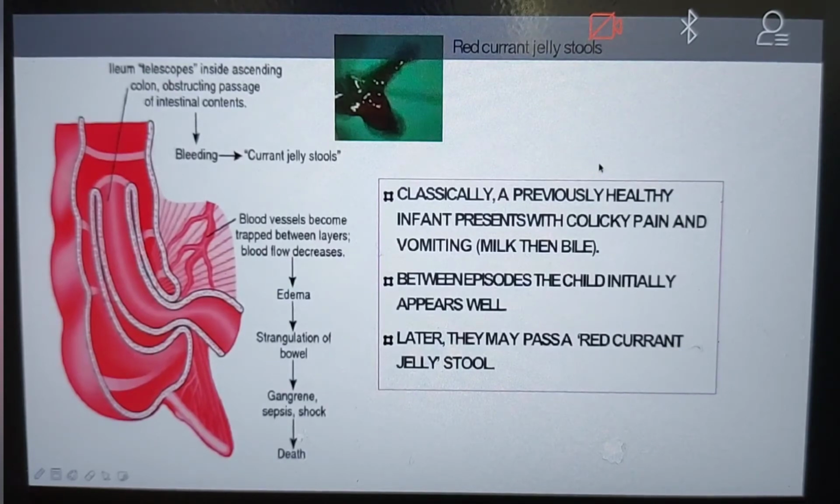Usually they present with colicky pain and vomiting, milk then bile. In between episodes, children usually appear well. Later, they can present with currant jelly stool.